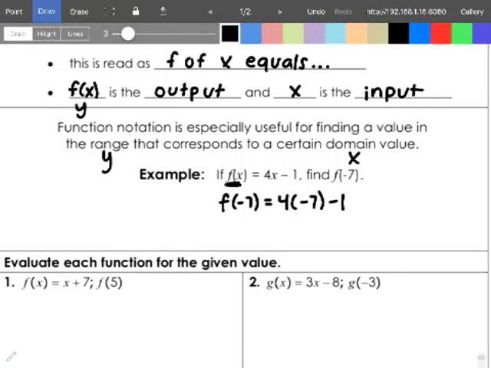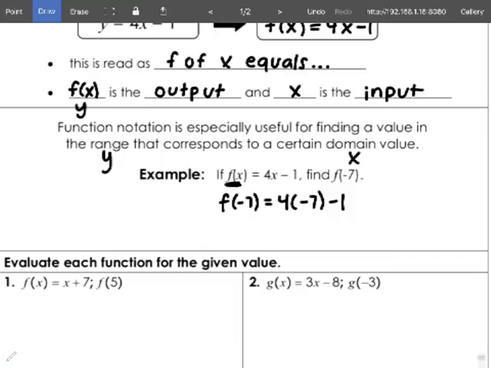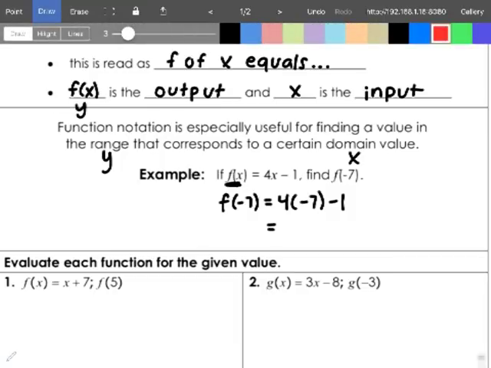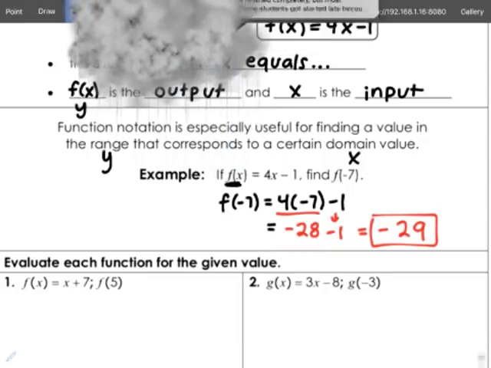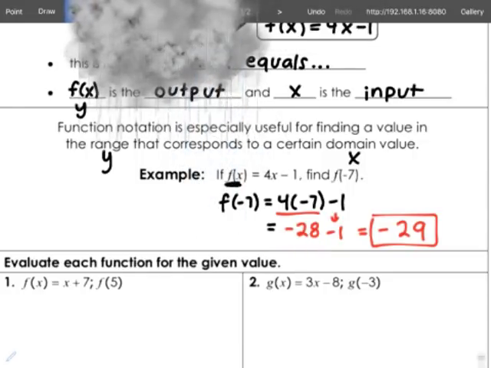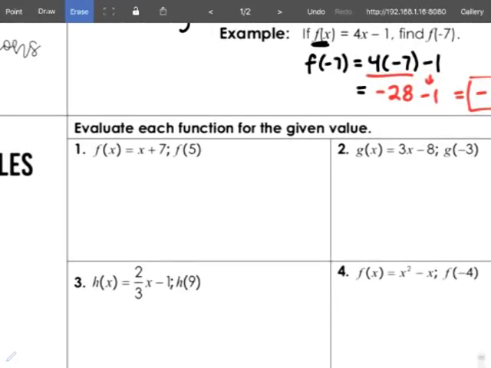And then I just solve. Remember PEMDAS, we always do multiplication first. So if we're doing this piece, that's negative 28, and bring this down, minus 1, which is negative 29. Okay, I'm going to write it over here, negative 29. So the answer for that, when I plug in negative 7 for x, is negative 29. Okay, let's do the next one.